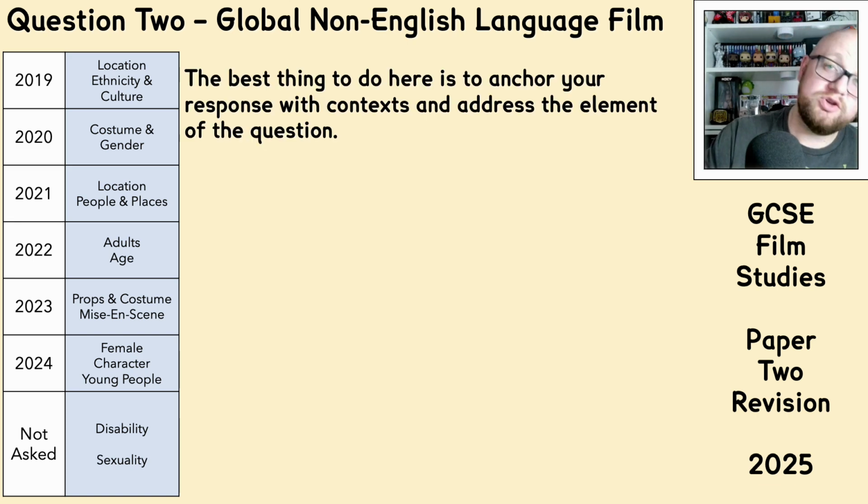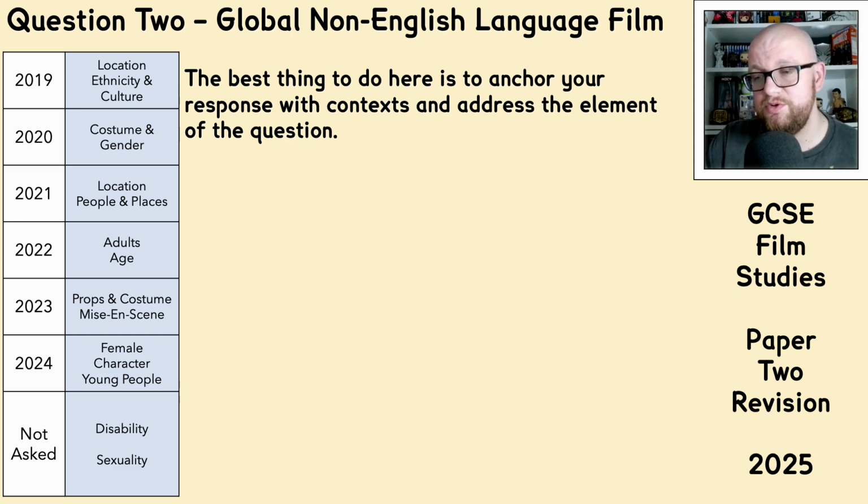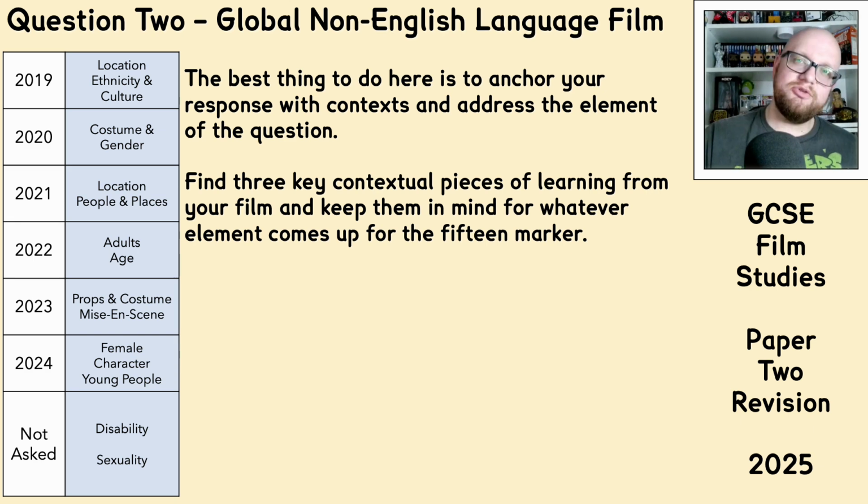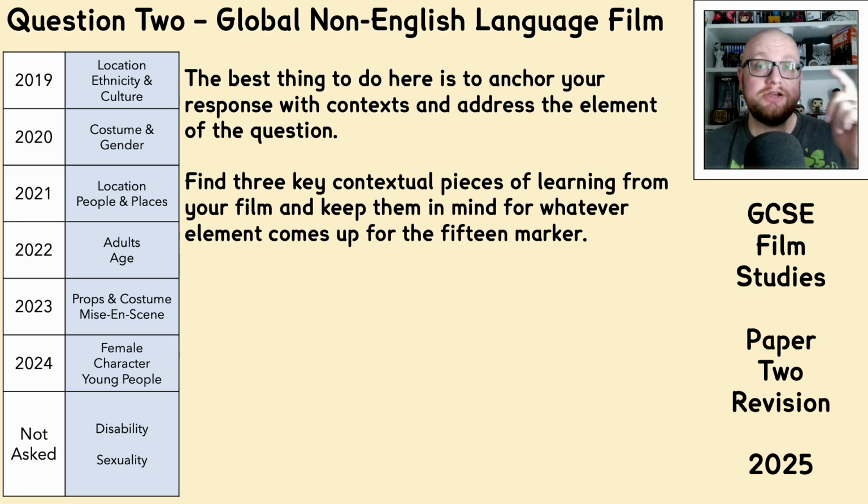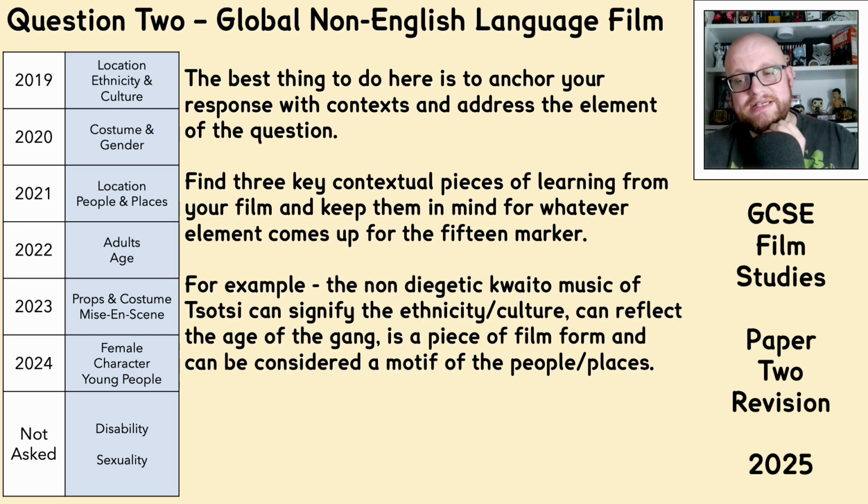So when it comes to this question, the global non-English language film question, the best thing to do here is anchor your response with contexts and address the element of the question. So find 3 contextual pieces of learning from your film. Keep them in mind for whatever comes up for the 15 marker. So for example, the non-diegetic Kwaito music of Tsotsi can signify the ethnicity and the culture of the film, obviously, because it's non-diegetic Kwaito music.